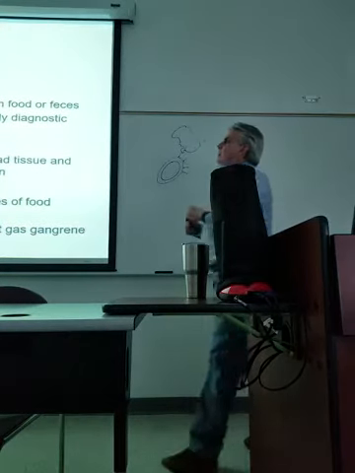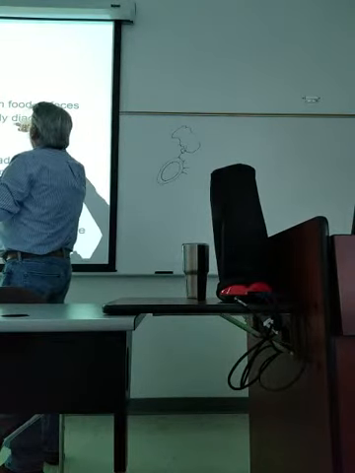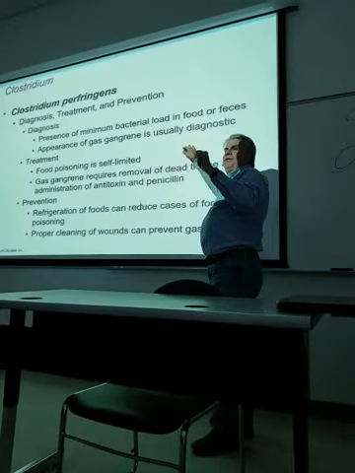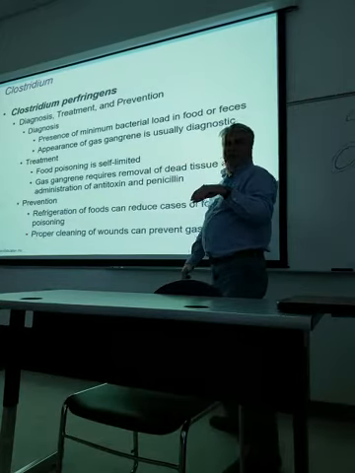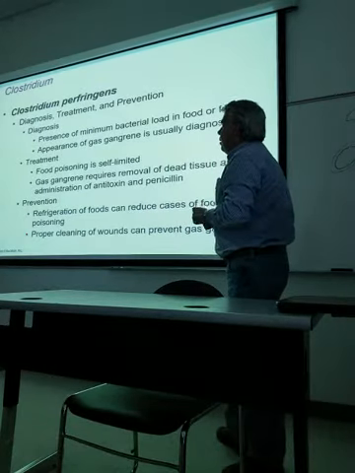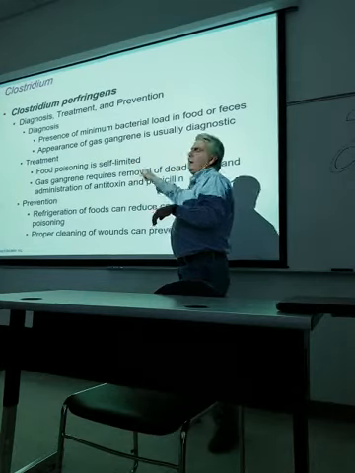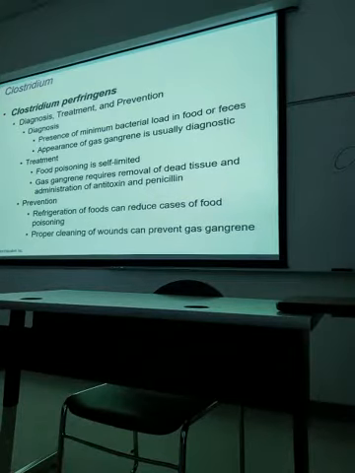All right. Clostridium perfringens. Presence of minimal bacterial load in food or feces. Again, guys, if your fingers start turning black and falling off, it's pretty much diagnostic for gangrene, and it starts to smell real bad. Food poisoning should be self-limiting. Again, gas gangrene requires removal of the dead tissue, administering of the antitoxins to stop them from doing damage, and administration of antibiotics to stop them from growing. So all three things. I want you to know that part.